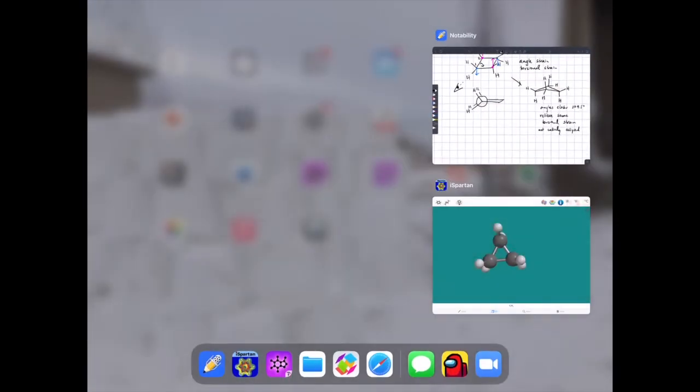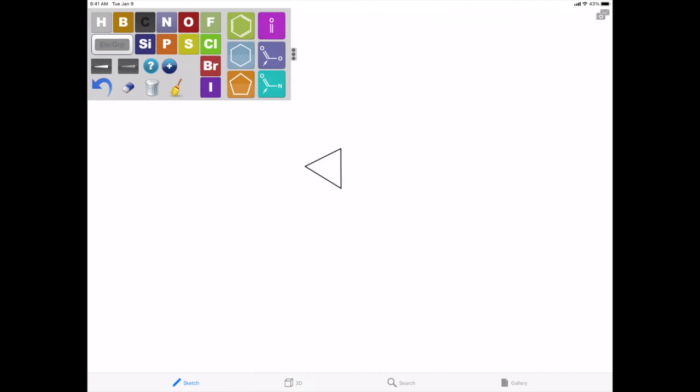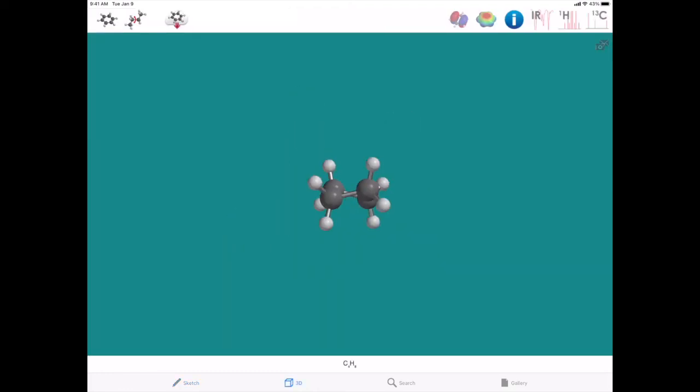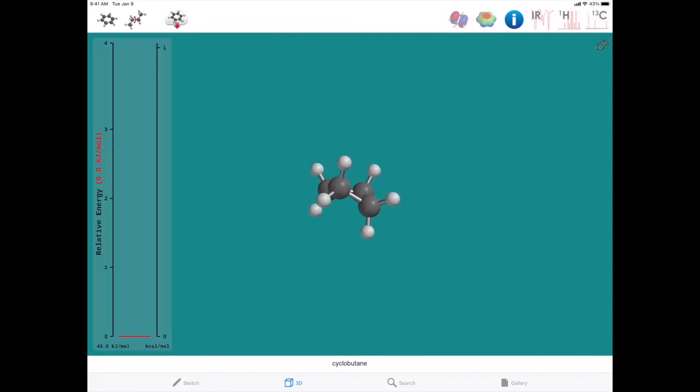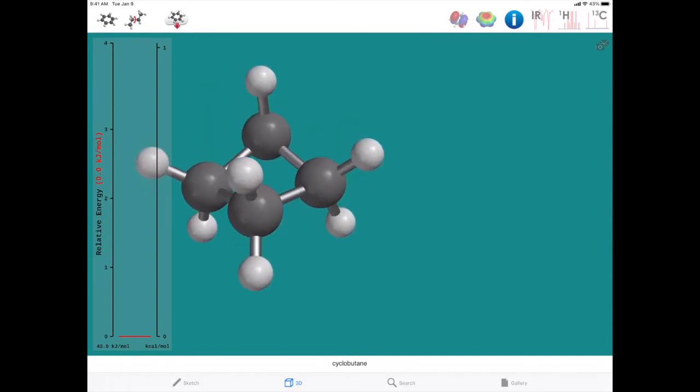So let me give you an example of this in the Spartan program. We'll erase our triangle, and now we get to draw a square. Except that's not a square. That's also not a square or even a parallelogram. All right, so here is the cyclobutane molecule, and we're going to zoom in on it, and can you see that it is not completely flat?